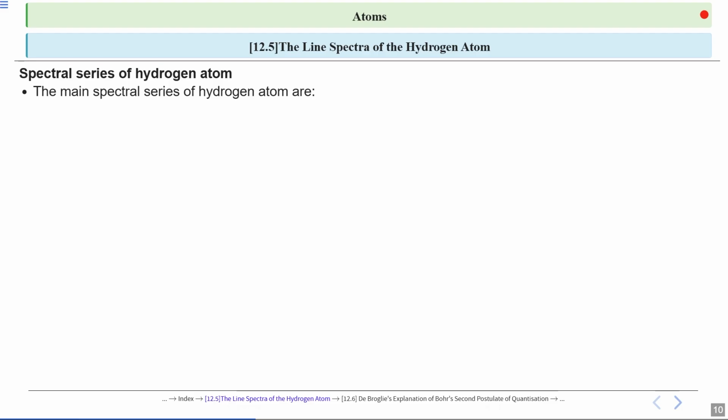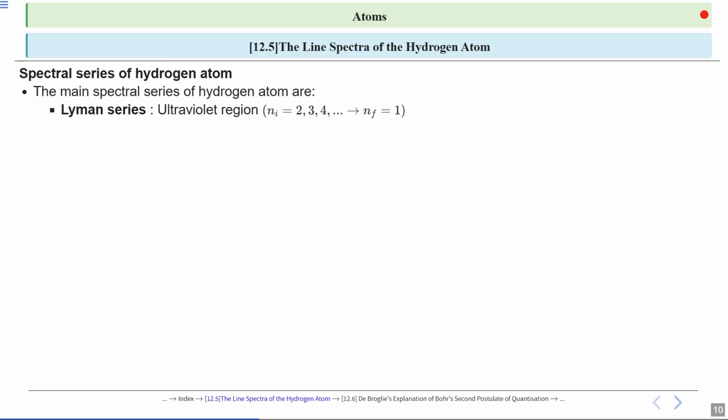Let's look at the main spectral series of the hydrogen atom. Each series is named after the scientist who discovered it, and each one is linked to the electron transition between different energy levels. We will go through each series and see where it appears in the electromagnetic spectrum. First is the Lyman series.